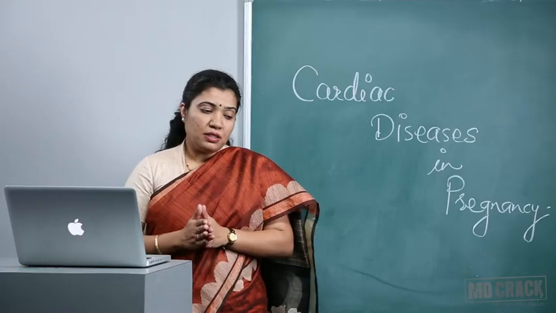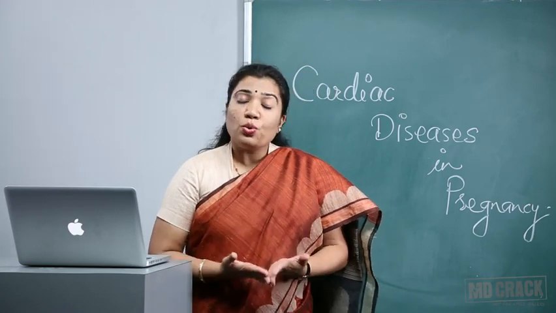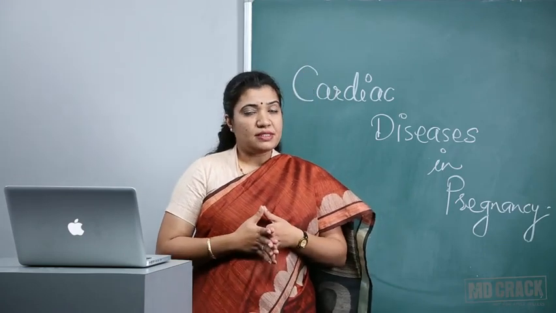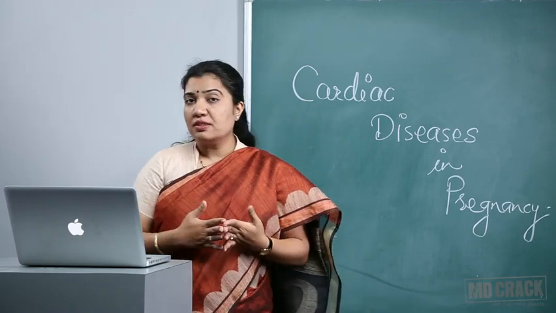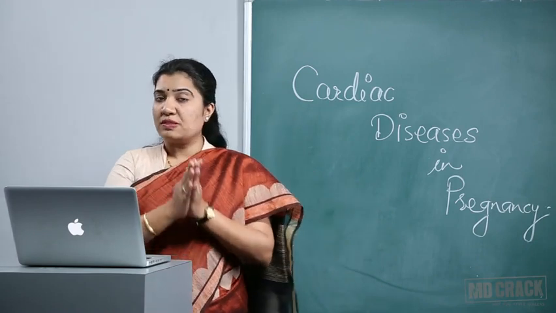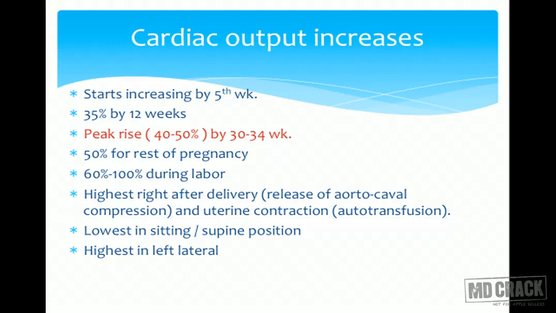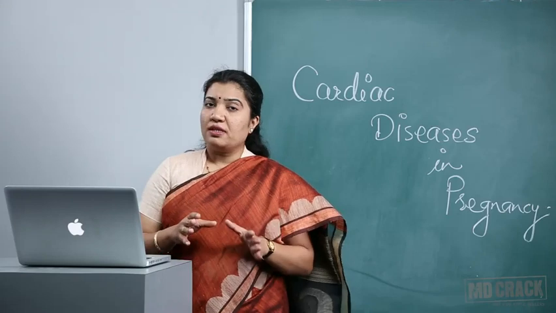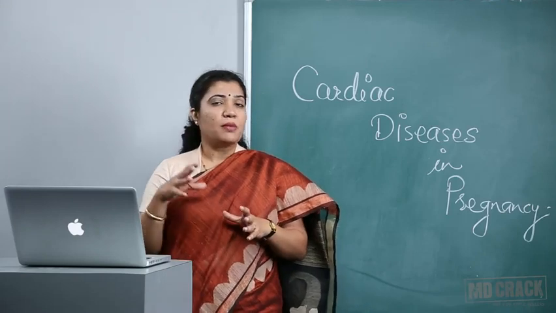We know that physiological changes happen because the mother has to grow or nurture this pregnancy inside her uterus. And thus there is an increase in blood volume and plasma volume. It starts by the 5th week. There is a 35% increase by 12 weeks. But the peak rise, almost 40 to 50% increase in cardiac volume, is by the end of the 30th week, that means the 30 to 32 week period. So you understand that at that particular period, the changes are maximum.